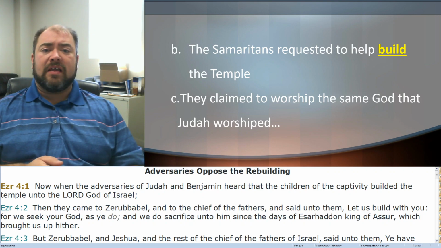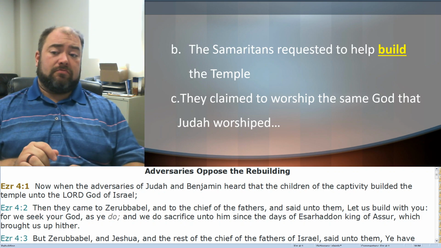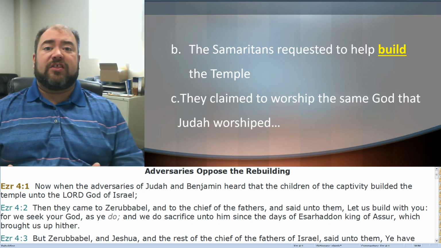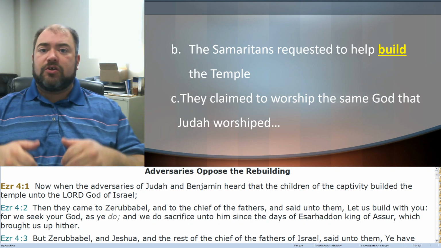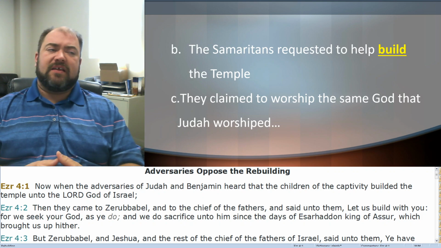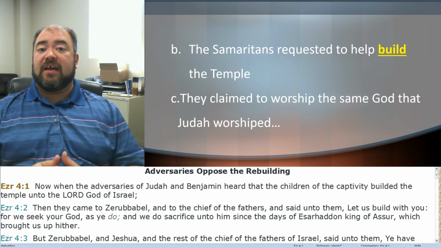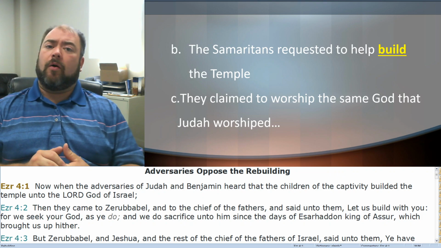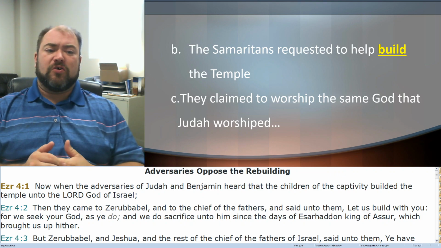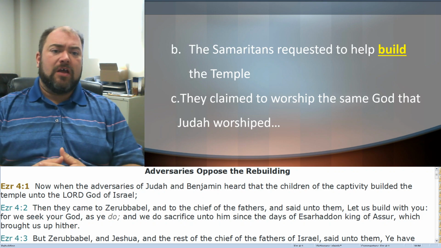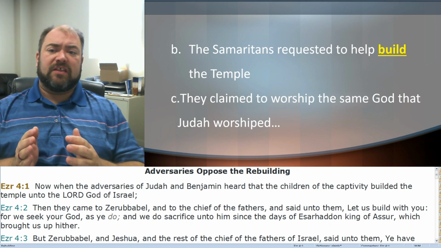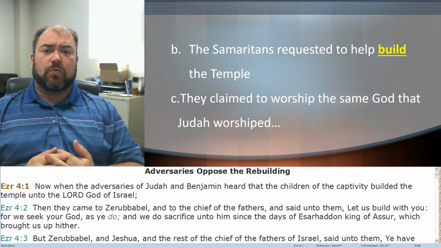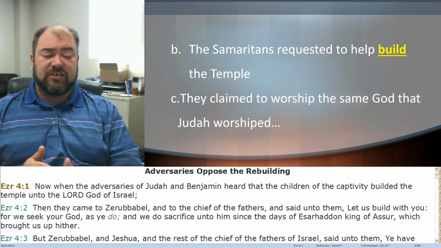Maybe they were coming to try and throw a wrench into things. Maybe they wanted to help so that they could actually destroy from the inside. Maybe they wanted to help rebuild the temple because then they would have claim to it. Well, we helped rebuild this section of it, so we own this section of it. Who knows what their intentions were, but the reality was their intentions were not the right and best intentions.